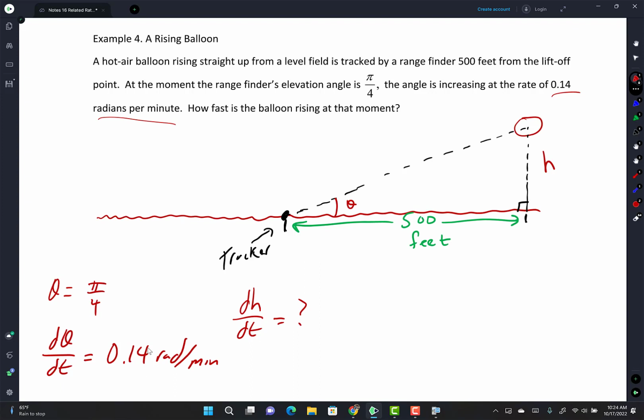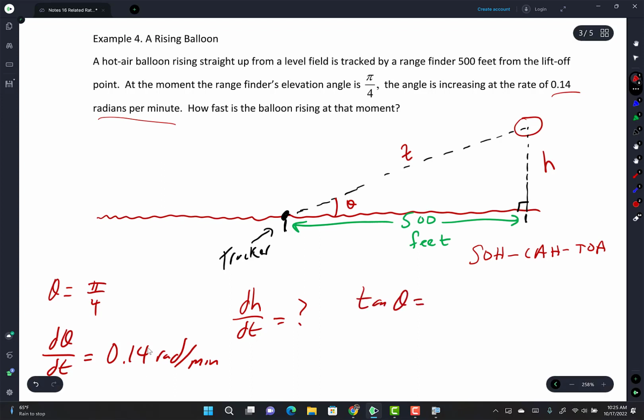Are we okay? All right. You can, if you want, try and calculate what this distance is. I'm going to call it z, but don't make life harder. You don't need to. Give me a relationship between theta, h, and 500. Tangent. Does everyone see that? Tangent is opposite over adjacent, so here we go. Tangent of theta is equal to opposite h over 500. Are we okay?